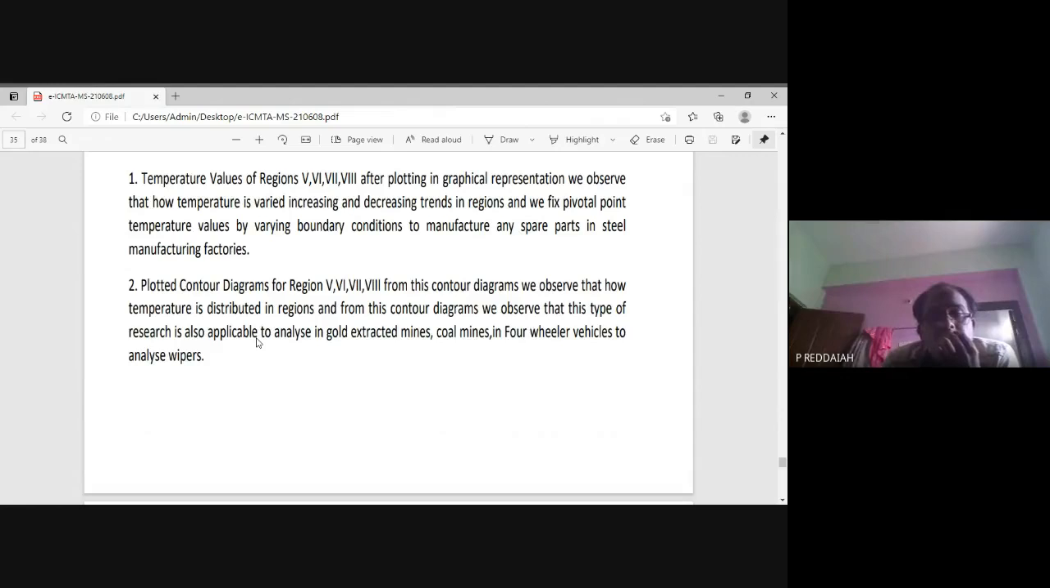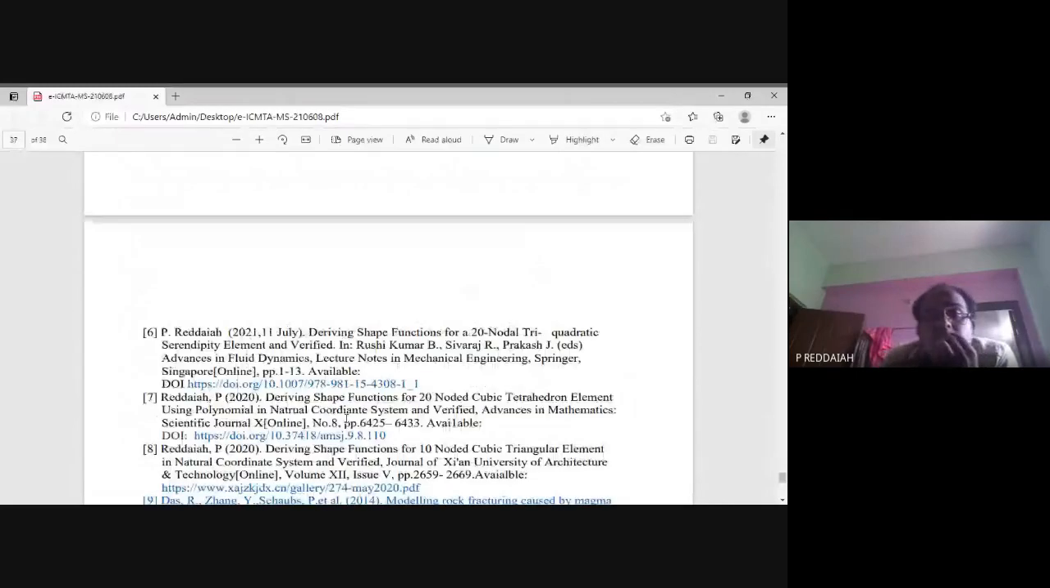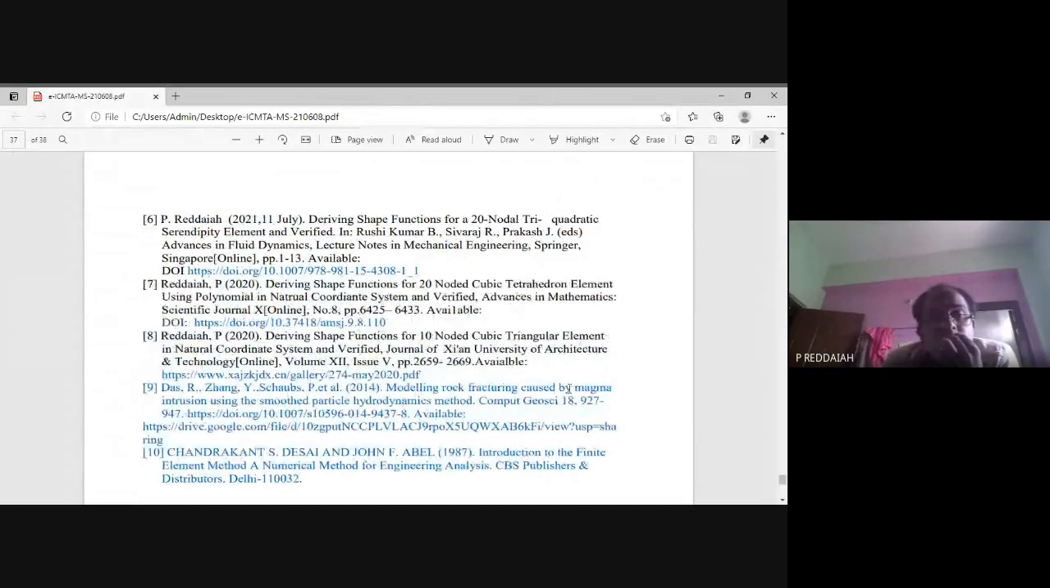These are some of the references I have referred. So here the latest references are there. The 21, this is 21, and then 2020.